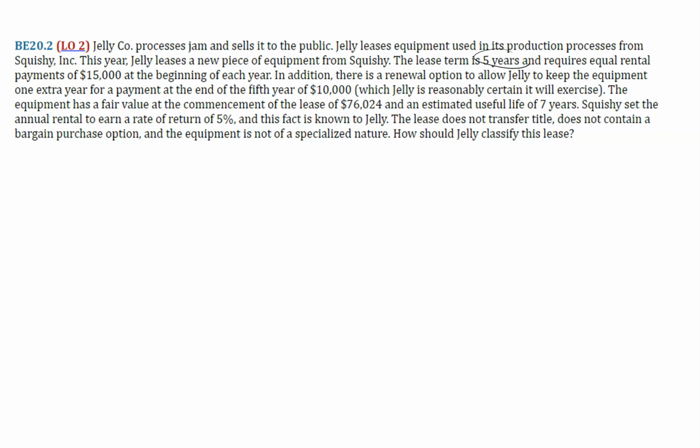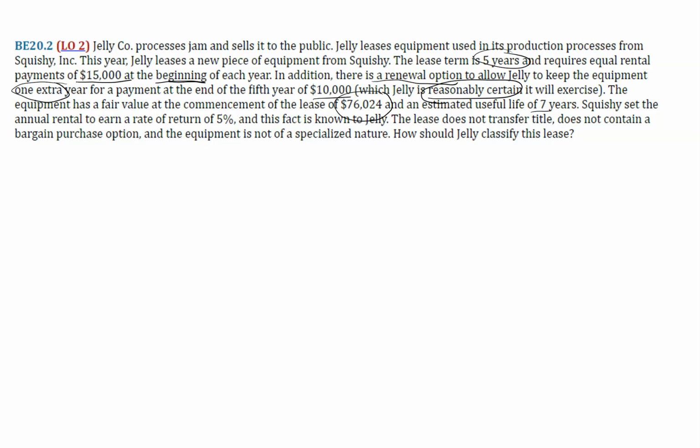The lease term is 5 years and it requires equal rental payments of $15,000 at the beginning of each year. In addition, there is a renewal option to allow Jelly to keep this equipment one extra year, for a payment at the end of the fifth year of $10,000, which it is reasonably certain that Jelly will exercise. The equipment has a fair value at the commencement of the lease of $76,024, and an estimated life of 7 years.